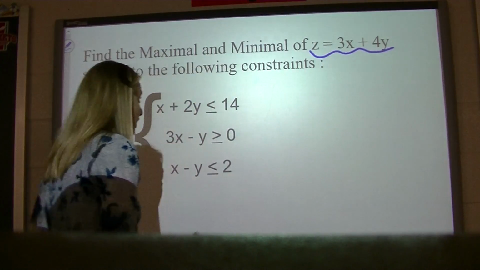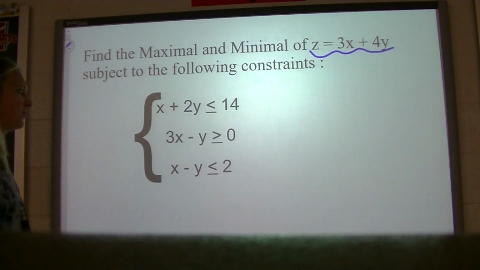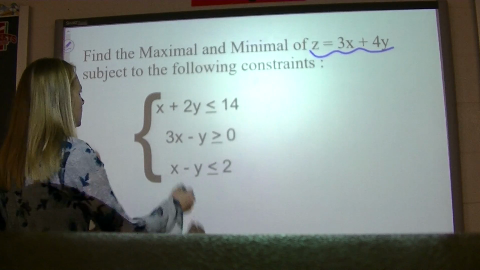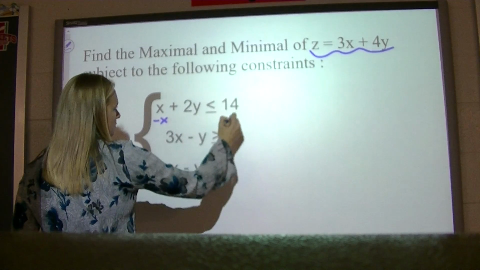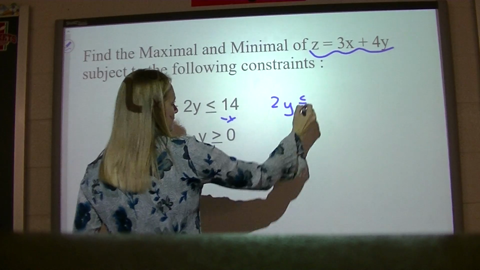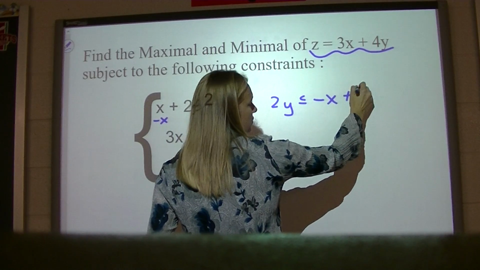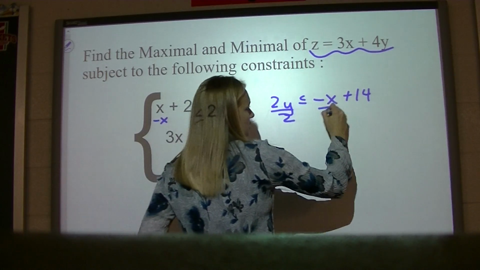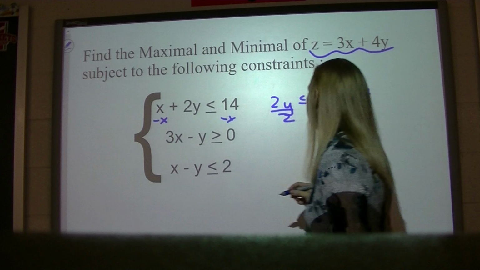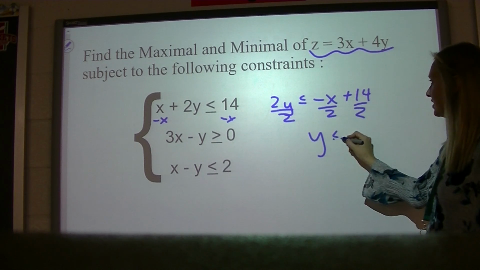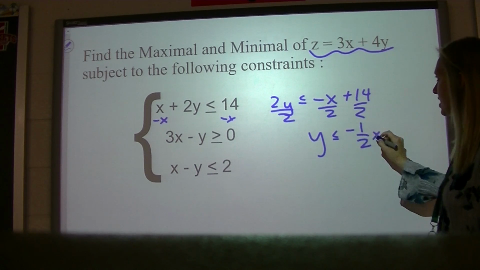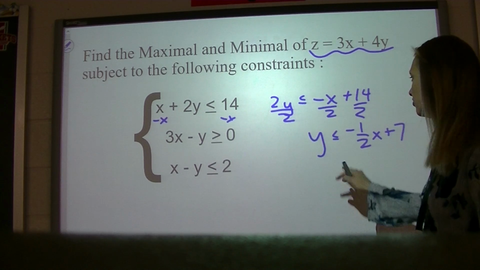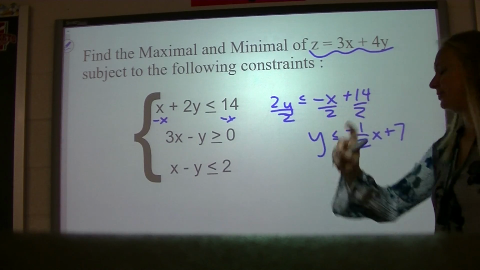Okay, so just like with graphing inequalities before, we need to isolate y, so get y by itself. So in this case, we'll subtract x from both sides. So we'll have 2y is less than or equal to negative x plus 14. But we need to divide by 2. So again, y needs to have a coefficient of positive 1. So we'll have y is less than or equal to negative 1/2 x plus 7. Okay, I didn't divide by a negative, so nothing changes, so that's my first constraint.